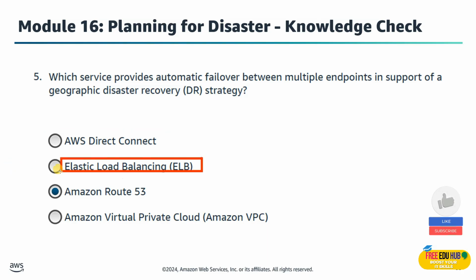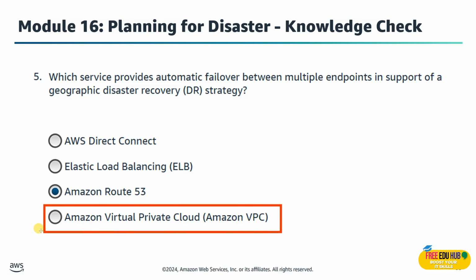And we are not selecting ELB, because it's great inside a region or VPC, but doesn't orchestrate cross-region DNS failovers. And we are not selecting VPC, because it's a networking construct and doesn't perform endpoint health checks or traffic failovers.